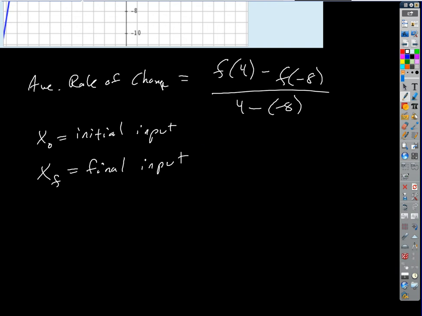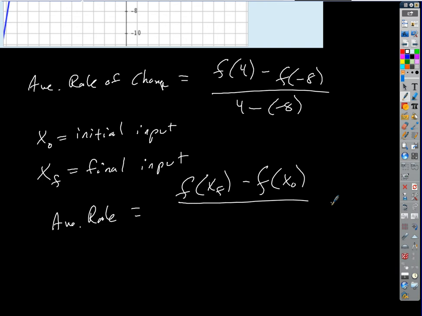If that's true, then the average rate of change is always going to equal the value of the function at the final input minus the value of the function at the initial input, divided by the final input value minus the initial input value, right? So f of 4 doesn't say 4. That means the output value of the function when I input a 4. So that's actually 0.